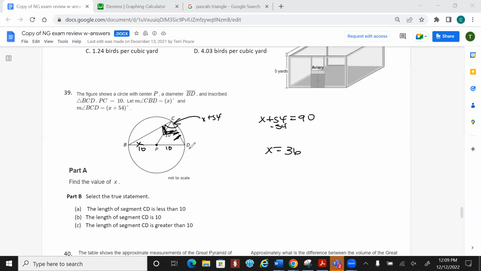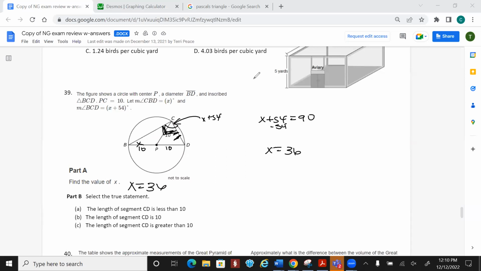This entire arc B to D is 180. Yeah, that's true. That's not going to help us much, unfortunately. Okay, so if this is 36, that means that X is 36. Select the true statement. The length of segment CD is less than 10. Is that a true statement? Do we know? The length of segment CD is 10. The length of segment CD is greater than 10.